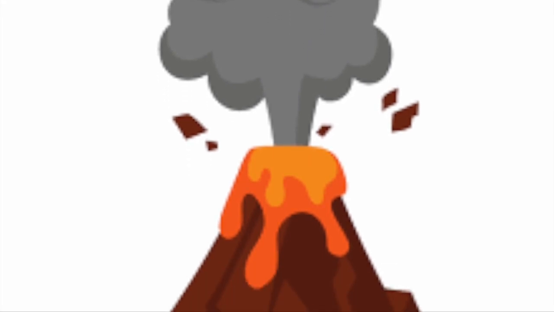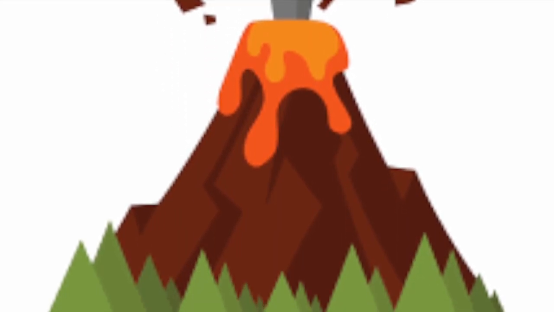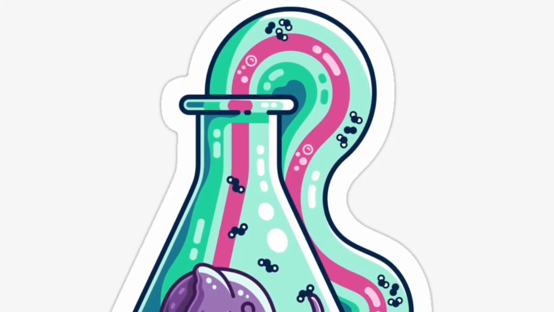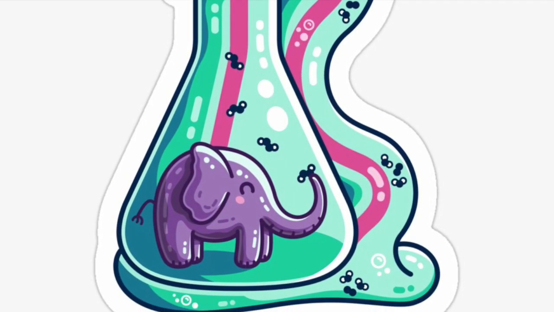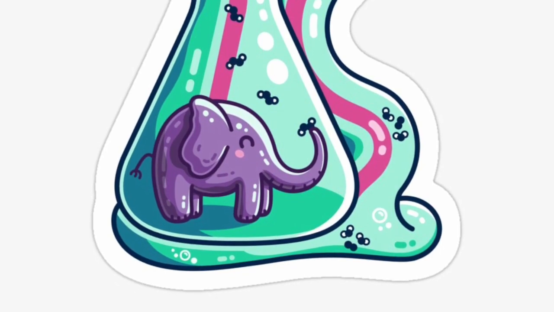To review, we made a model of a volcano, and to make it erupt, we used elephant toothpaste. Elephant toothpaste is made from the rapid decomposition of hydrogen peroxide with a catalyst of yeast.